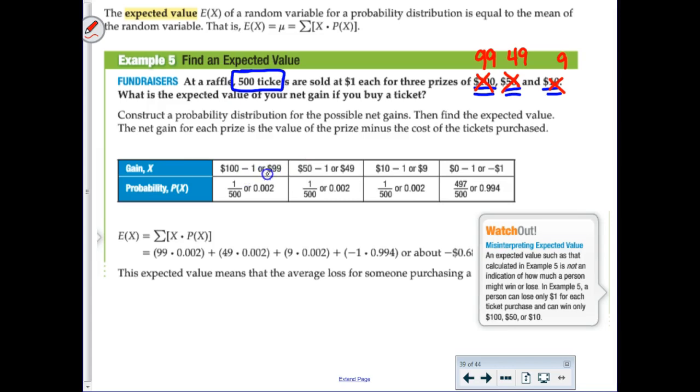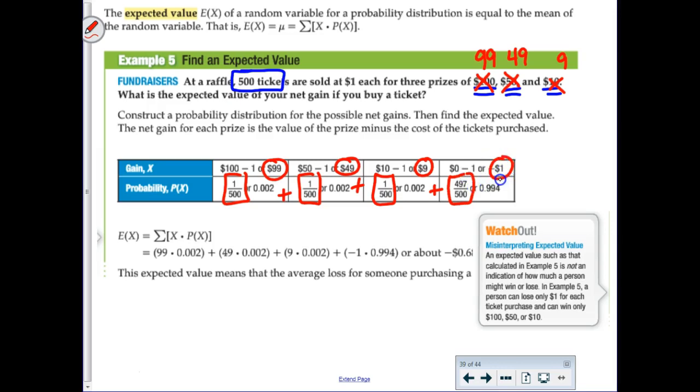So the $99 winnings, you only have a 1 in 500 chance of getting that, because 1 out of the 500 tickets will win $100. And then the $49 winnings, again, you only have a 1 in 500 chance of that. The $9 winnings, you have a 1 in 500 chance of that. So we add this times this, plus this times this, plus this times this, plus this, which is the most likely outcome. The most likely outcome, you have a 497 out of 500 chance of just flat out losing your dollar.